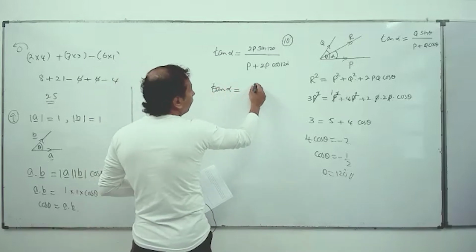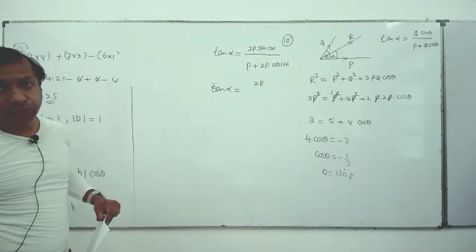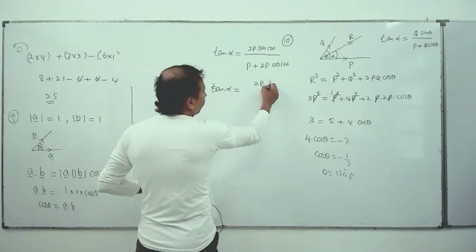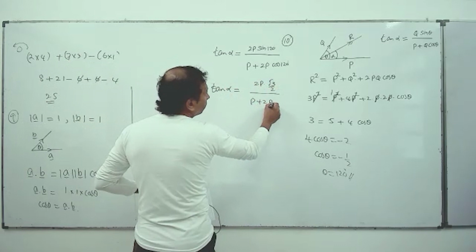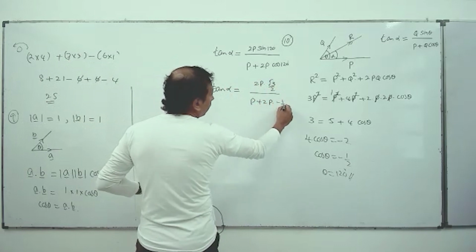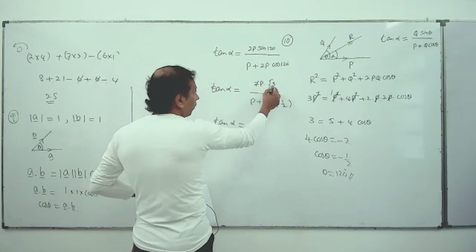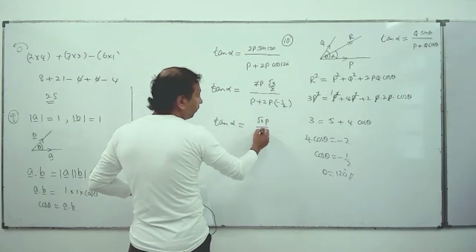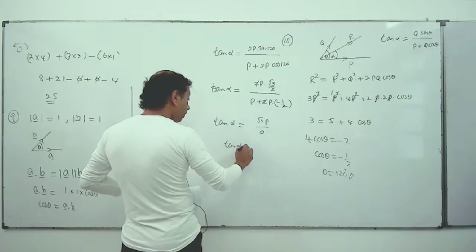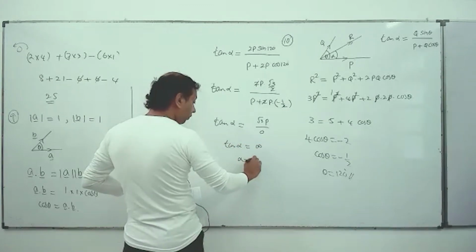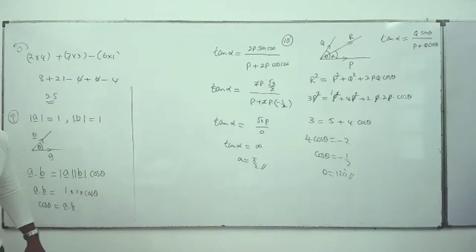Simplify this now. Sin 120 means sin 60, root 3 by 2. P plus 2P, here cos 120 is minus half. Tan alpha, here root 3P over this thing, which we get as 0. Tan alpha is infinity, alpha is 90. The angle between the resultant and the first force is 90.